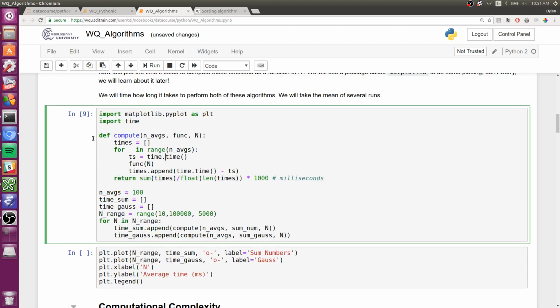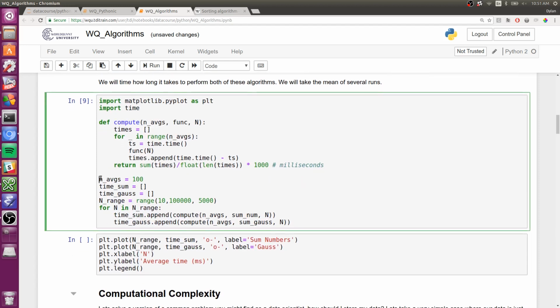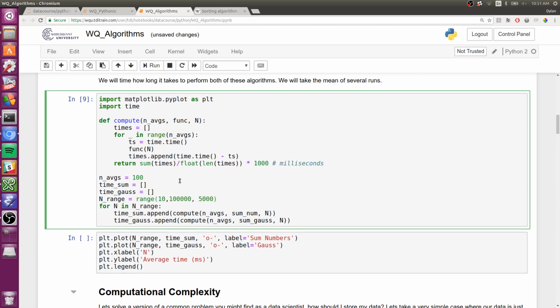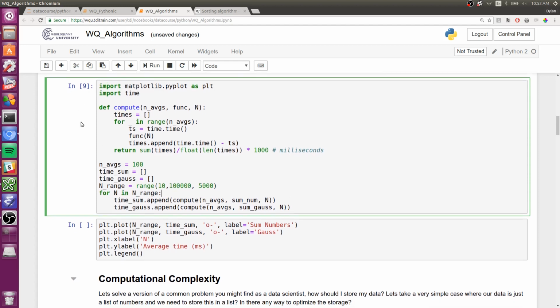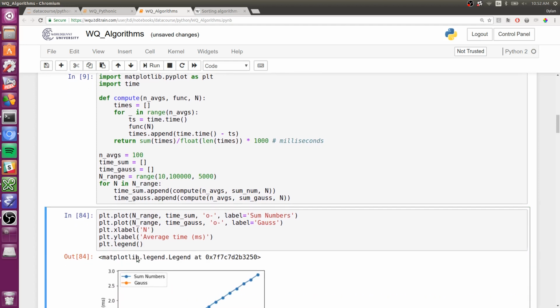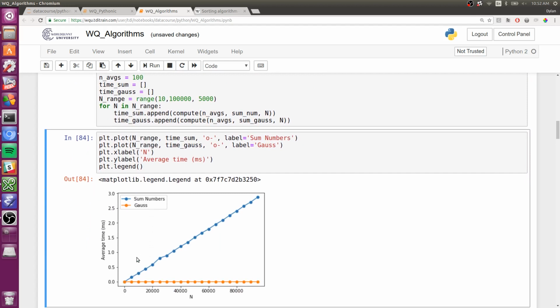So that's what this compute function does. So we're going to do 100 averages, and we're going to compute the sum from 1 through n, for n from 10 up to 100,000, taking steps of 5,000. And we're going to do it both for sum num and sum Gauss. We've actually already done that. I already ran this. And we can plot the amount of time it takes for both of those.